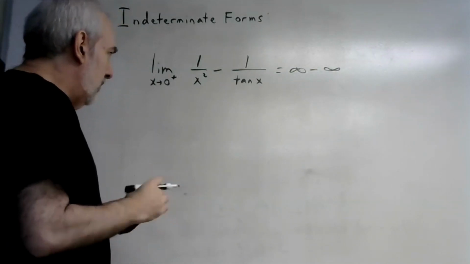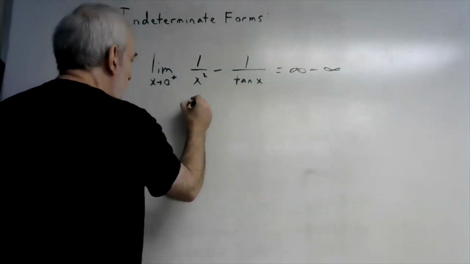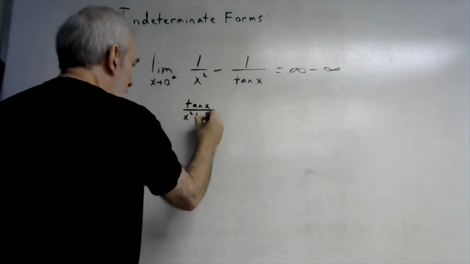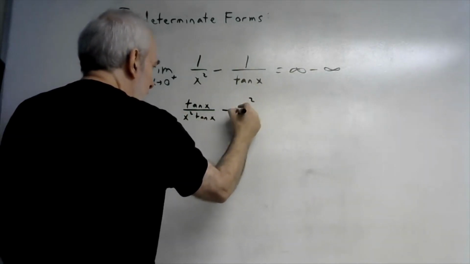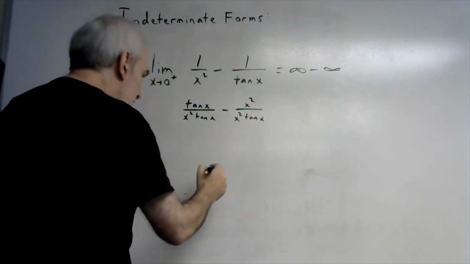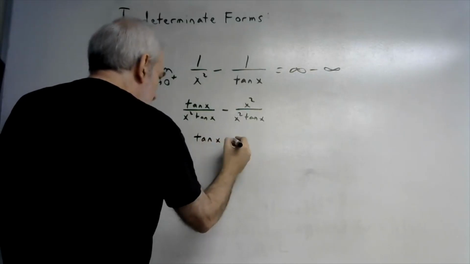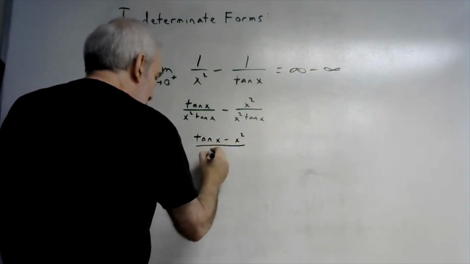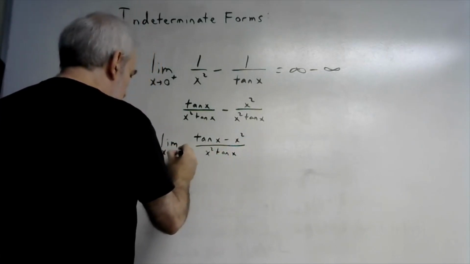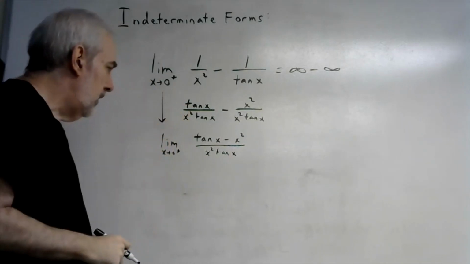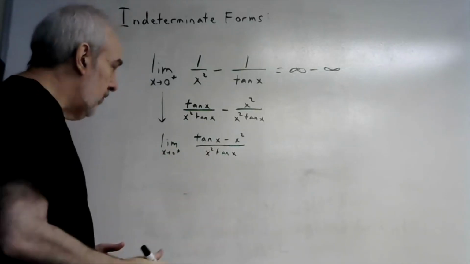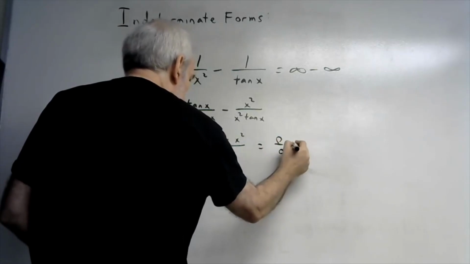So we want to try to apply L'Hopital's rule. So this time we're going to get a common denominator. So multiply the top and bottom of this by tangent, and multiply the top and bottom of that by x squared, so that they both have the same denominator of x squared tangent x. We can then combine that together into one fraction, giving tangent x minus x squared all over x squared times tangent x. And we're still doing a limit as x approaches 0 from the right. Okay, if you try to plug in 0, we now have 0 over 0. Great. So we can use L'Hopital's rule now.